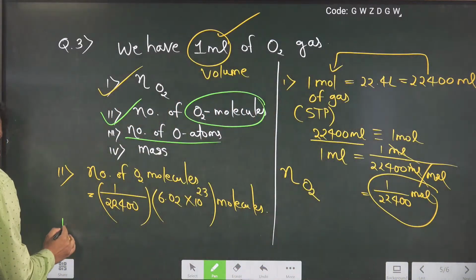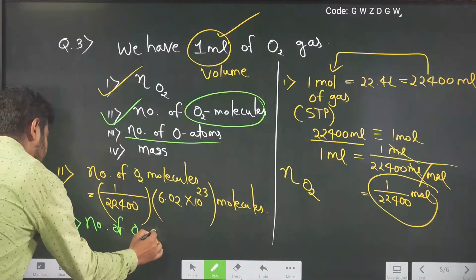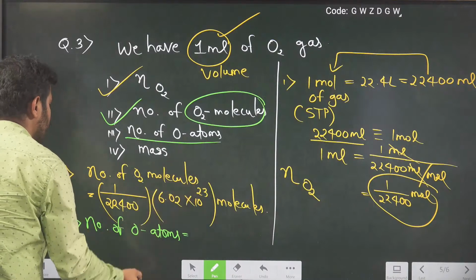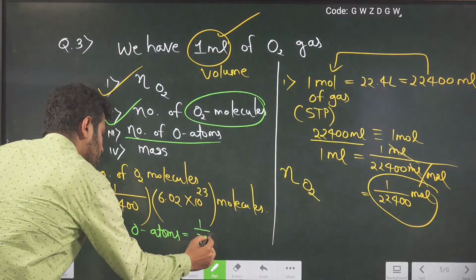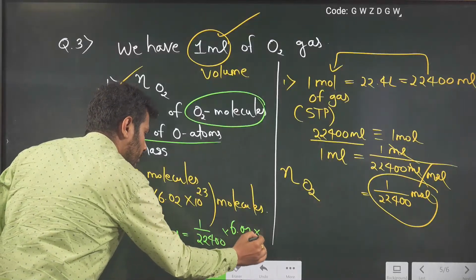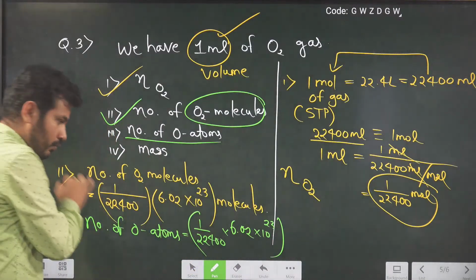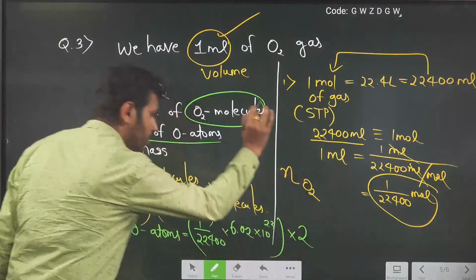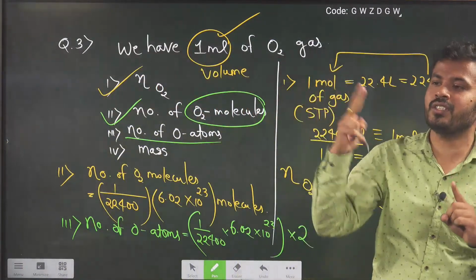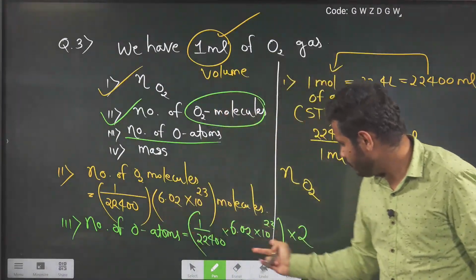So for the third part, if I say the number of oxygen atoms, that will be how much? This one into 2. So 1/22400 into 6.02 into 10 to the power of 23, which is the number of molecules we have got. Whatever the number of molecules we got, if you multiply by 2, you will get the number of atoms, because 1 molecule of O2 contains 2 oxygen atoms. These many molecules into 2 atoms.